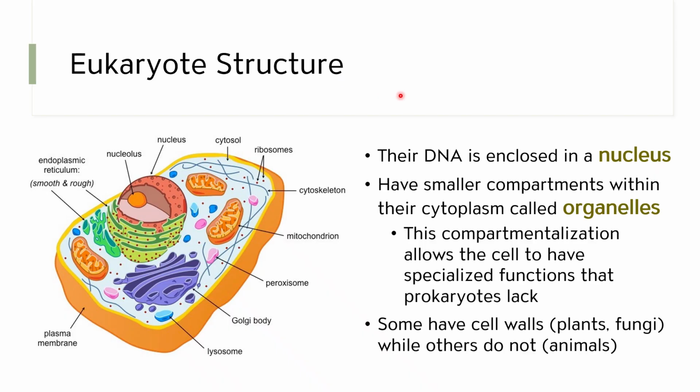Eukaryotes get much more complex. They have their DNA closed up in a nucleus. Then they have a bunch of smaller membrane-bound compartments called organelles. The reason why they're called membrane-bound is because they are made of membrane, or they are surrounded by a smaller membrane. So it's not the plasma membrane, it's some smaller membrane inside.